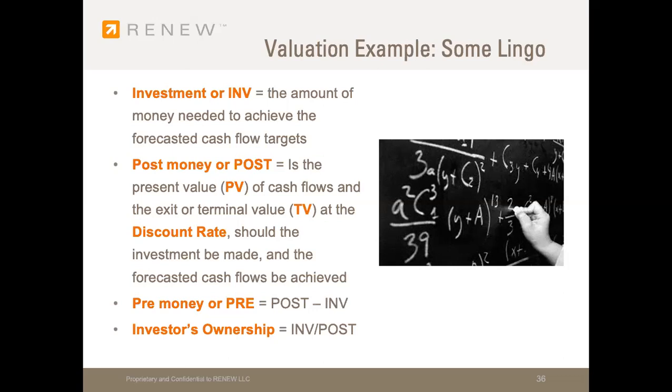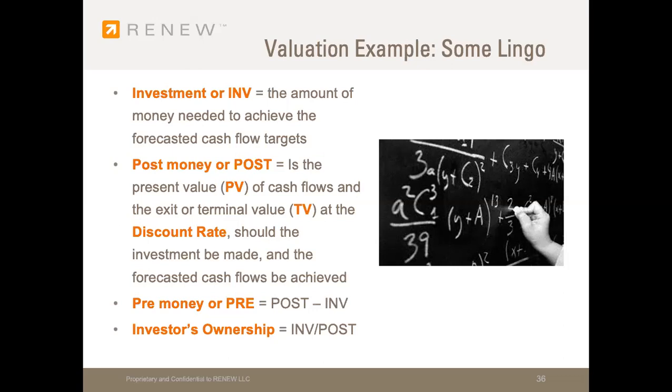The post-money assumes that the investment came in, and then it forecasted out into the future, and then it used that DCF method that I just discussed, bringing all of those forecasted cash flows back to the present value. And that's the value. That's your post-money valuation. Your pre-money valuation is the post-money minus the investment. So it's that post-money I just talked about, the DCF, minus the investment.